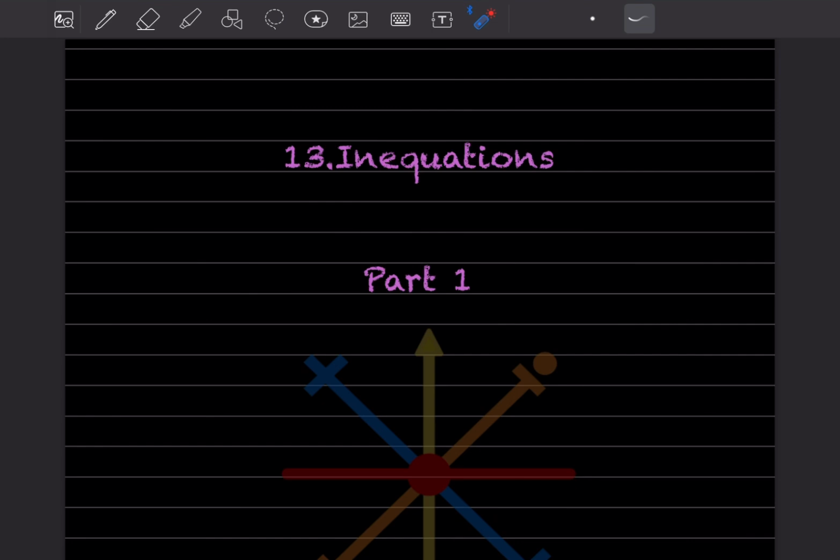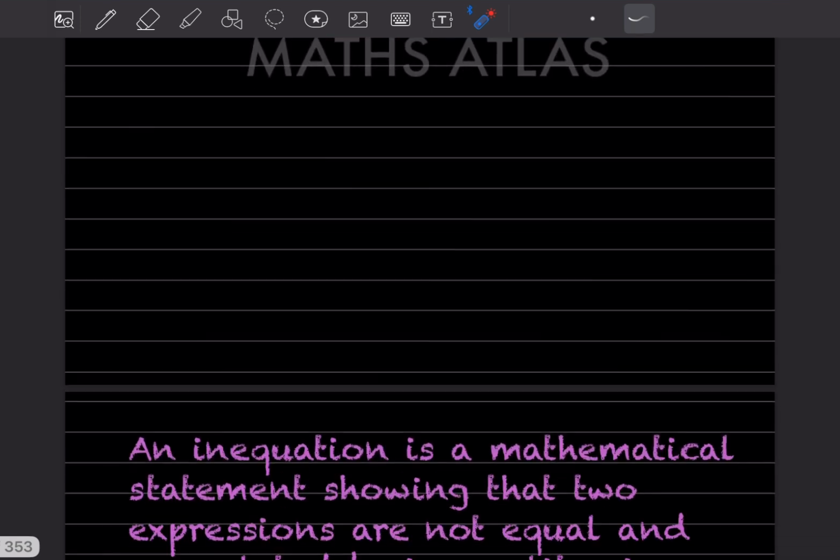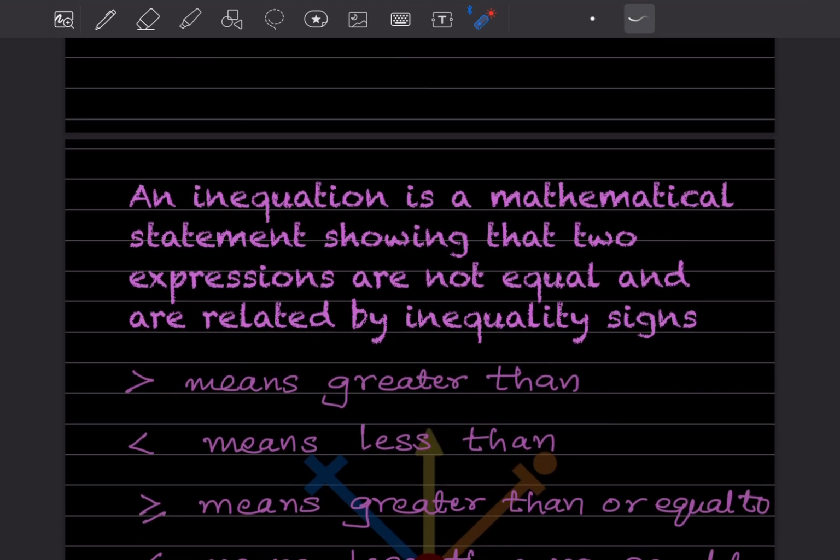So today we are going to start with a new topic, that is inequations. We'll see part 1 of it. So what is an inequation?